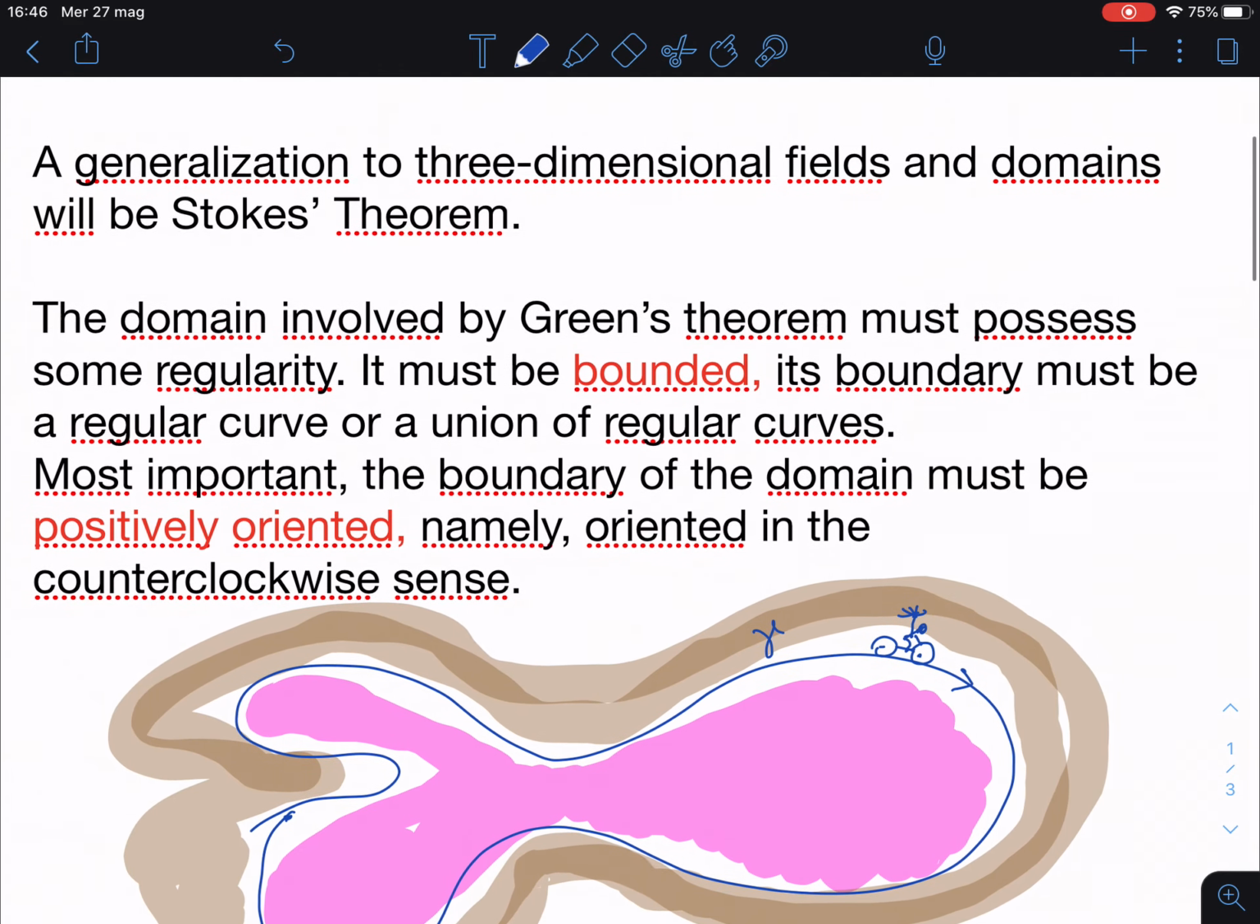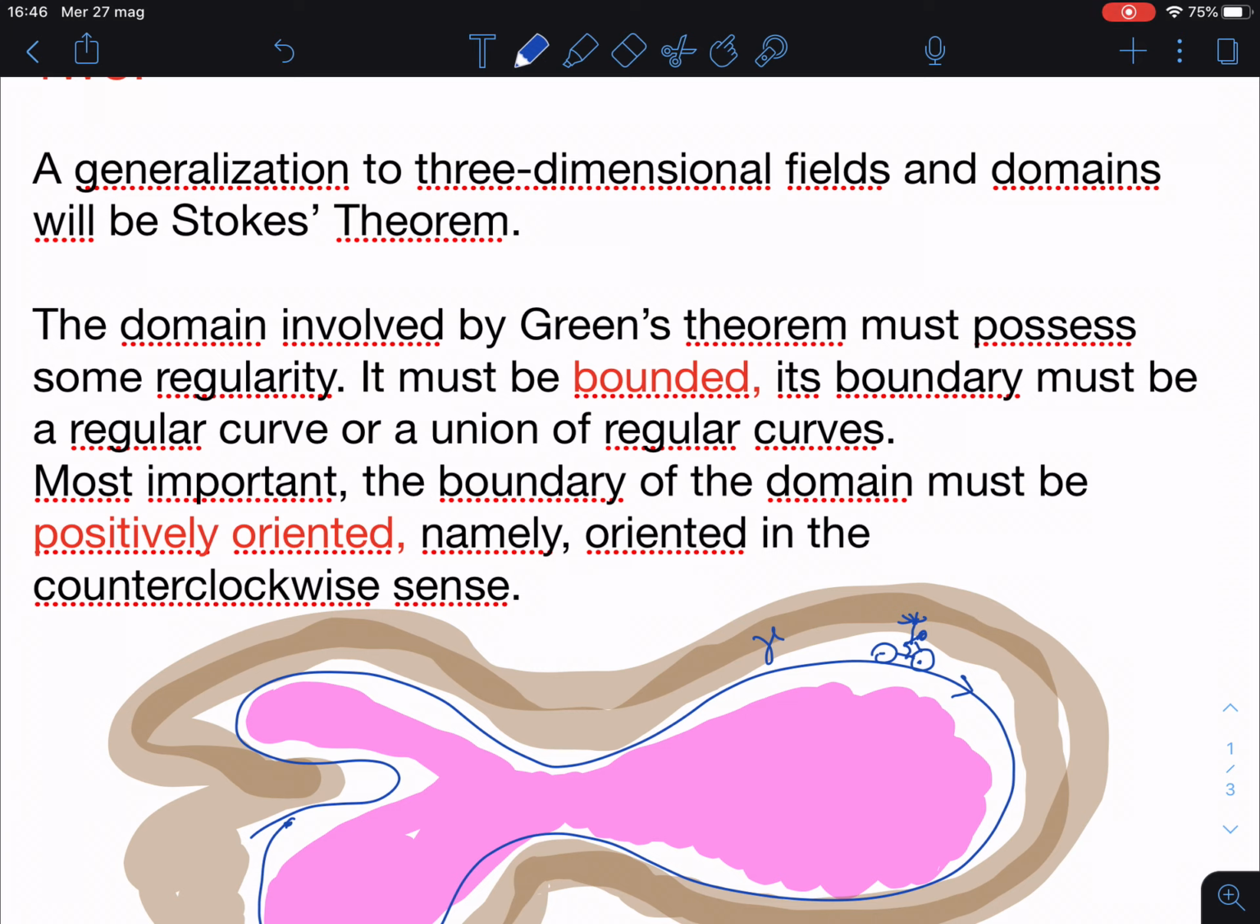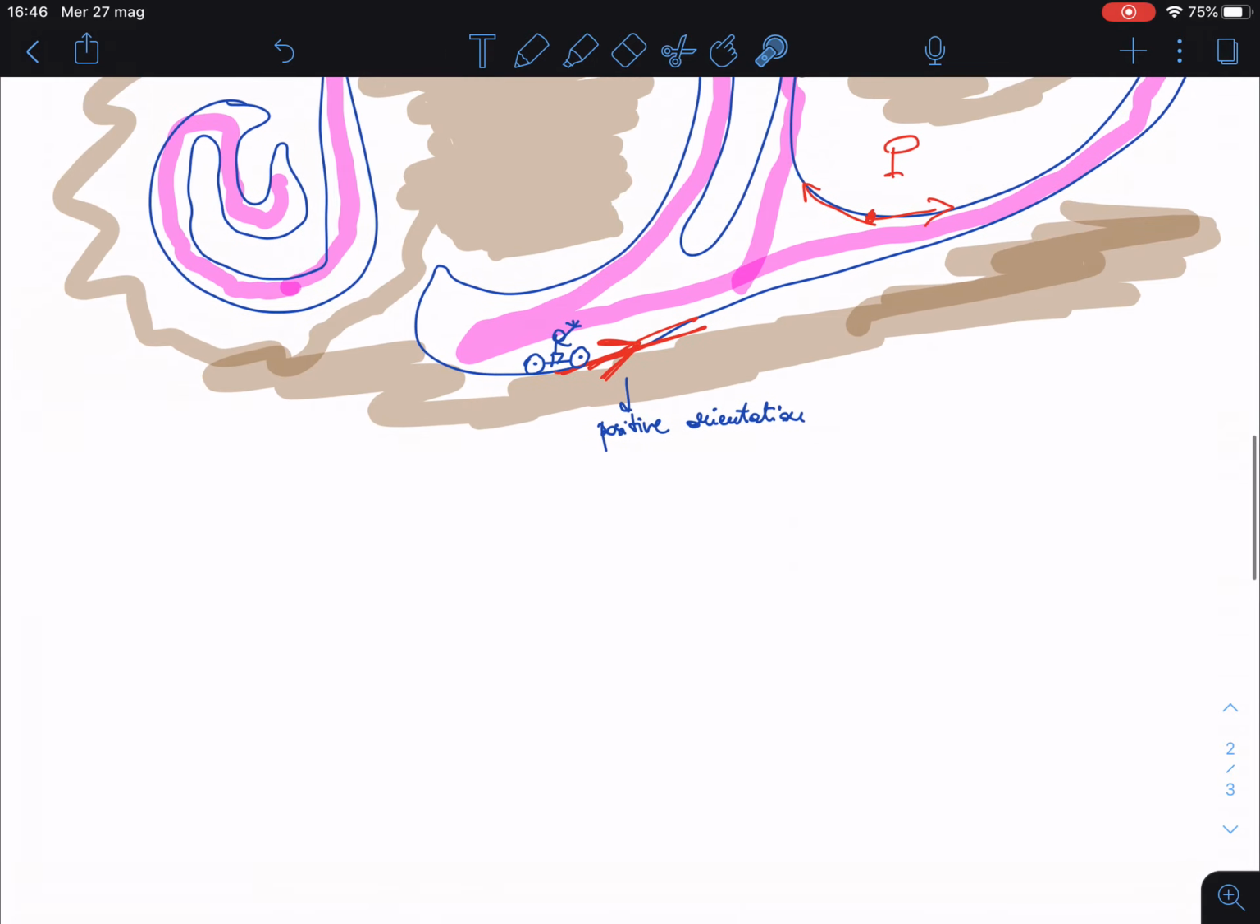Moreover, remember that we ask for some regularity of the internal part. The internal part must be bounded. Of course, if the curve is closed, this is always guaranteed. And the curve must be regular. Okay? So now I can give you Green's theorem, and then the proof and some explanation of the Green theorem will go to a further video, I guess.